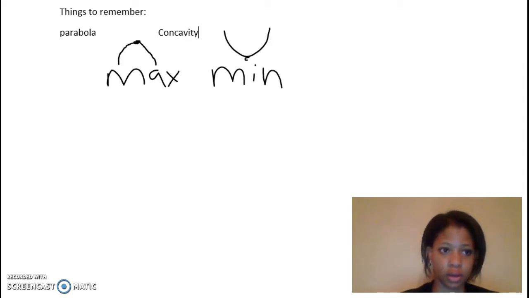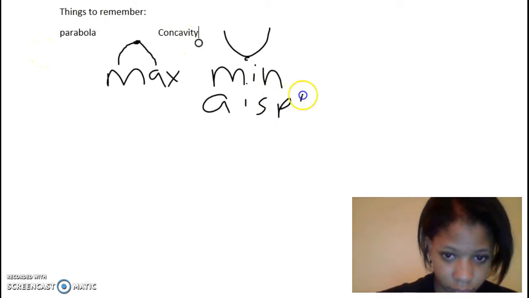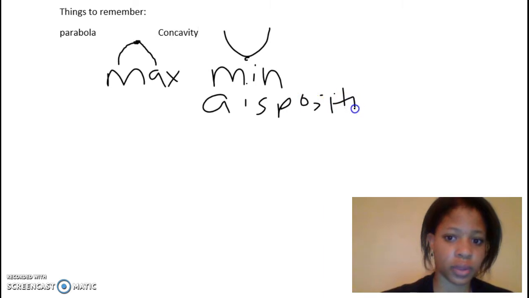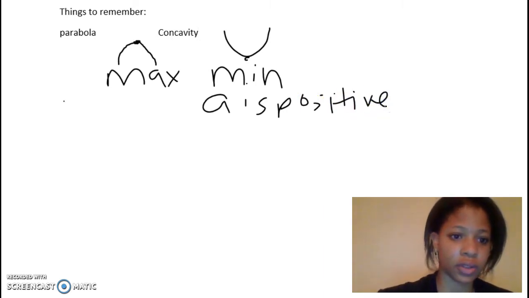And then an easy way to know this is that if A is positive, it's going to open up. Maybe I should actually write the word positive. So if A is positive, it's going to open up. And if A is negative, it's going to open down.